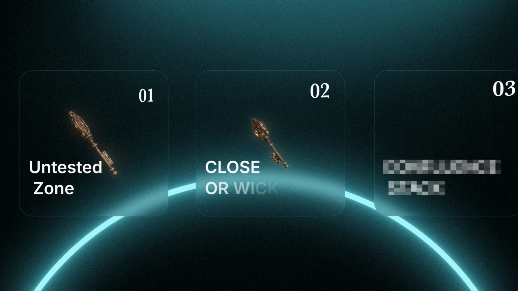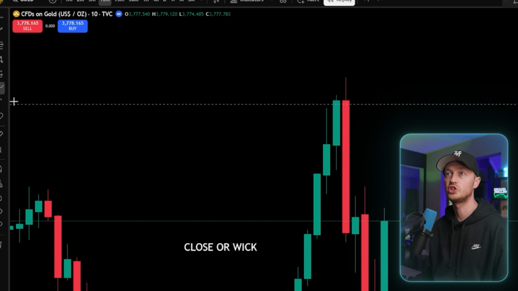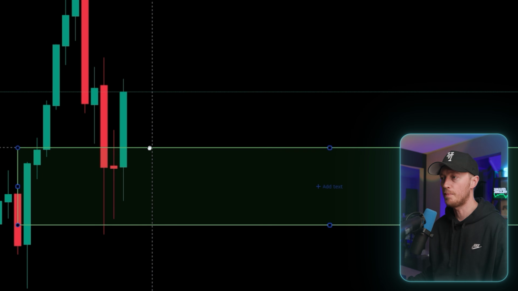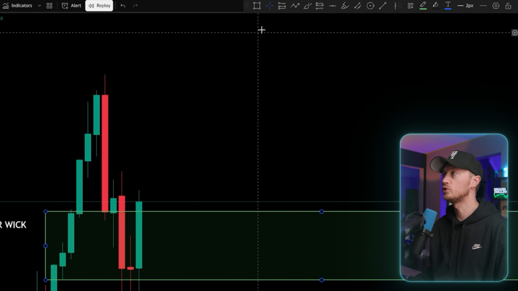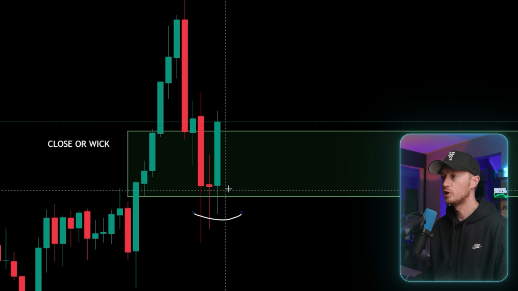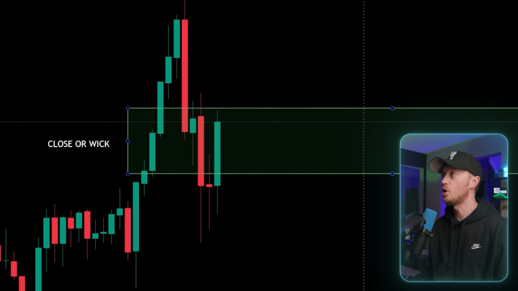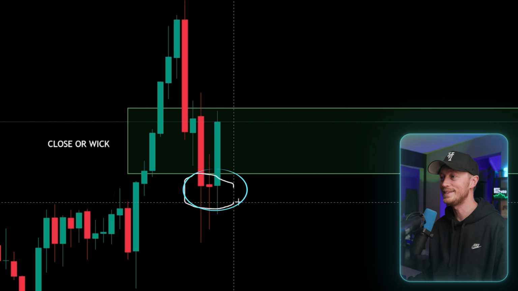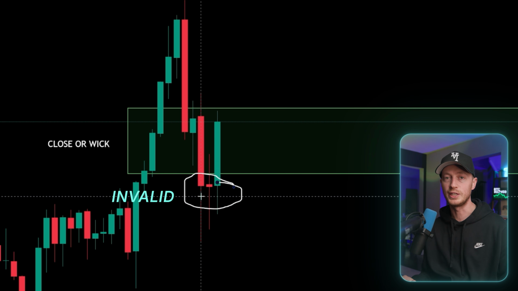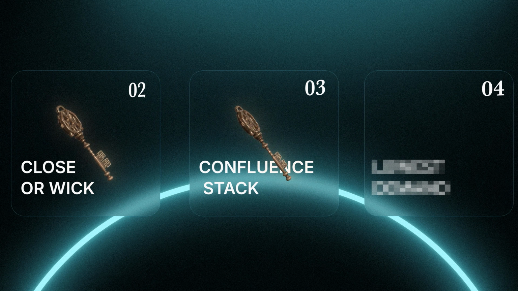Key 2, close or wick. The price wicking like this is good. If we pull the demand zone up a little bit, this is also still good. Price wicking below, closing inside the zone, no problem. But if the price closes below like this, it is invalid. We're not using it.